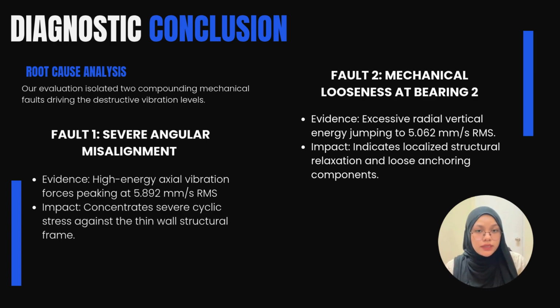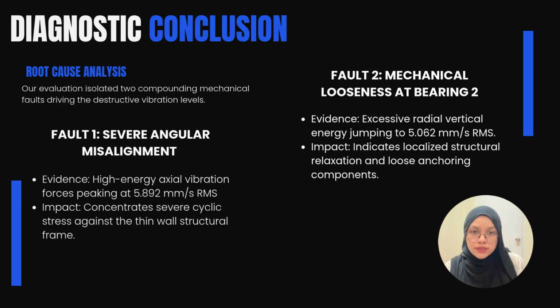To understand what is driving these high numbers, our diagnostic analysis isolated 2 compounding mechanical faults working against the machine. The first fault is severe angular misalignment. We identified this through the high energy axial vibration reading of 5.892 mm per second RMS, which is putting destructive cyclic stress right onto the thin wall structural frame.